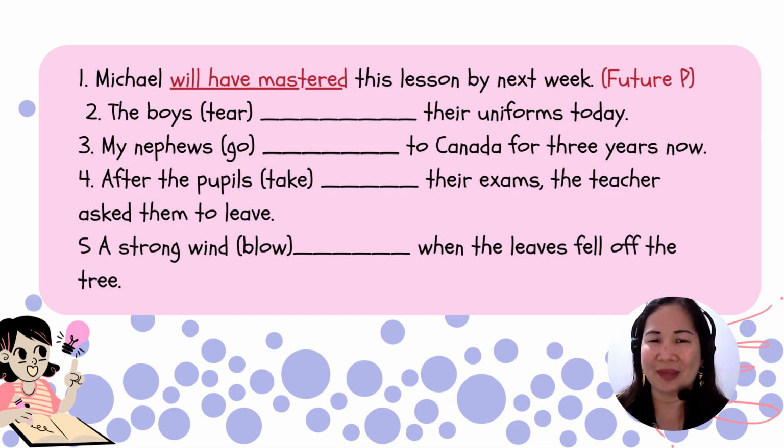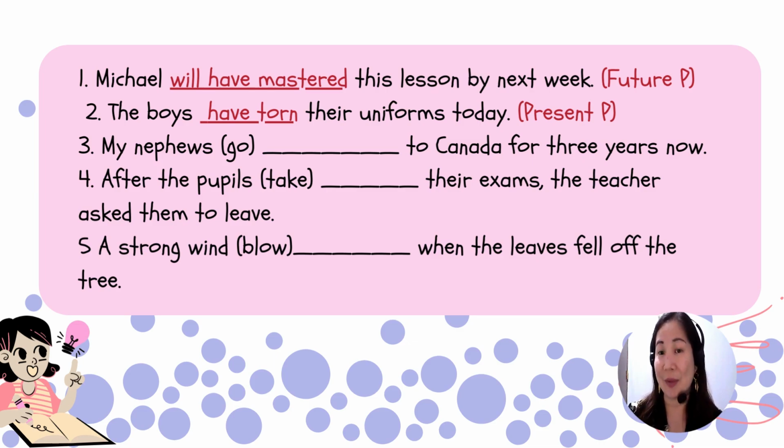Number 2. The boys tear their uniforms today. Our clue word, or the time signal, is today. That's right, this is the present perfect tense. Let's look at the subject, the boys. So we need to use have. Have torn. Let's read: The boys have torn their uniforms today.